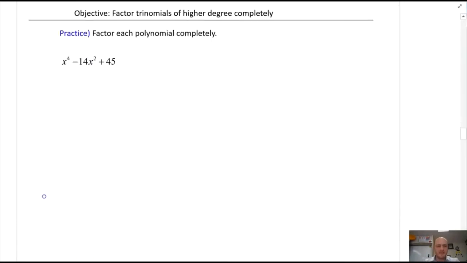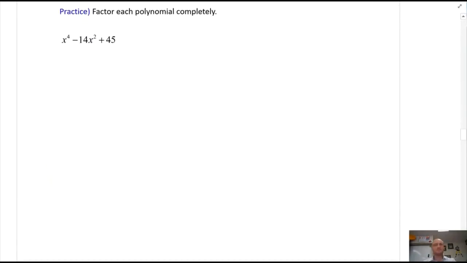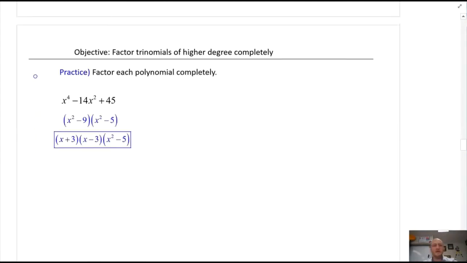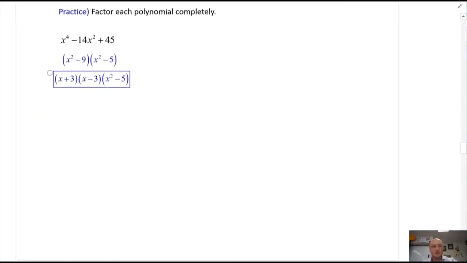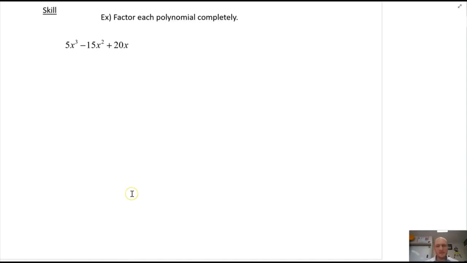Okay, next example. Here's the last example. Please pause the video and try this one. Okay, and here is the solution. So in this one, there was a difference of squares. So that is it. All right, hey, so here is the next example.